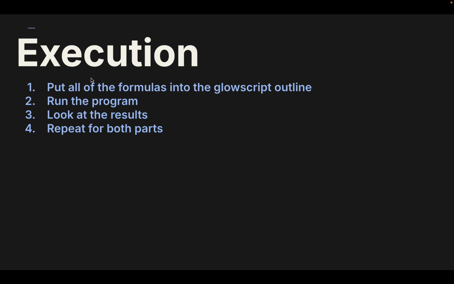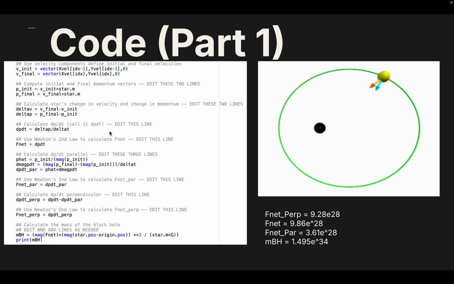Our execution was pretty simple for this one: put all the formulas into GlowScript, run the program, look at the results, and then repeat that for both parts. This was our code for part one, at least the major parts, and this was the system at the very end. Here we have our system, which is our black hole, and this is the star that's orbiting the black hole. These arrows represent different forces acting on the star throughout its field of motion.